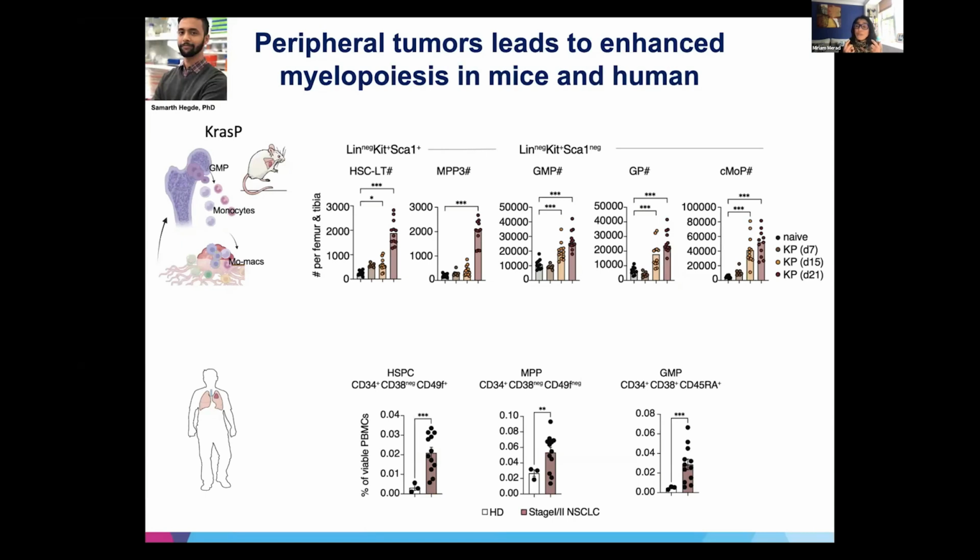Okay, so if there is expansion of myelopoiesis, it means that there are systemic cues coming from the tumor that are leading to this expansion. And this is becoming a big focus of the lab, and this work is being led by Samarth Hegde, a postdoctoral fellow in the lab who will soon, in fact, be on the market.